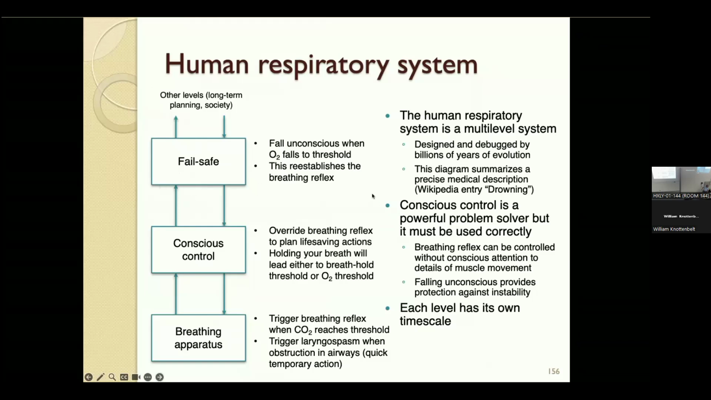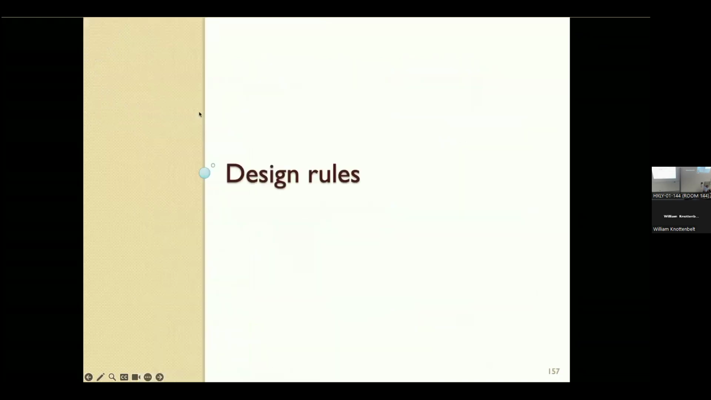So this was deduced by me reading the Wikipedia entry on drowning, okay? So this is, doctors have determined this. So you can see it's a 3-level system. And there may be higher levels, like maybe you shouldn't make highways right next to lakes or stuff like that. So there are other levels, maybe long-term planning in society, that I won't talk about.